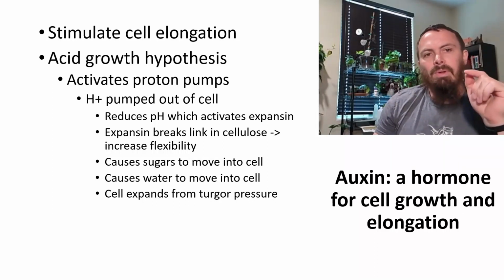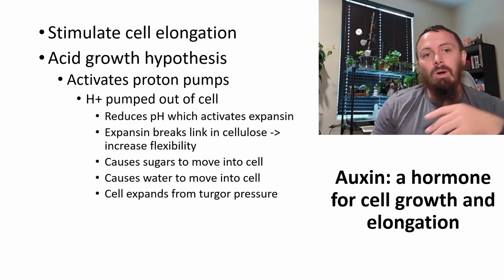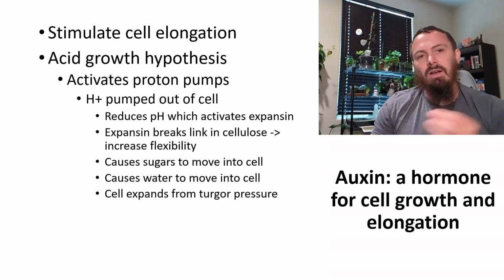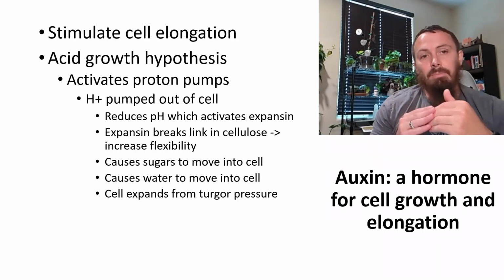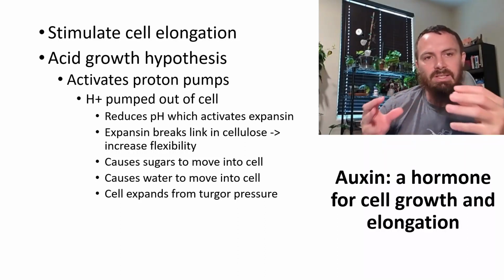Now, acidity is basically a measurement of hydrogen ions. The more hydrogen ions you have, the more acidic the environment is. So if you're pumping hydrogen ions out of the cell membrane, you're basically pumping them into the cell wall, which means the cell wall is becoming more and more acidic.